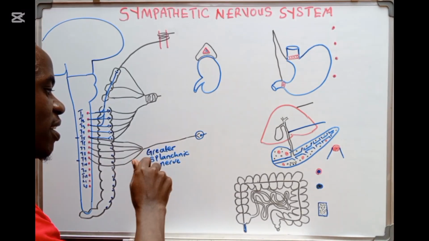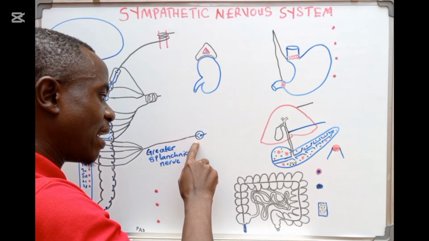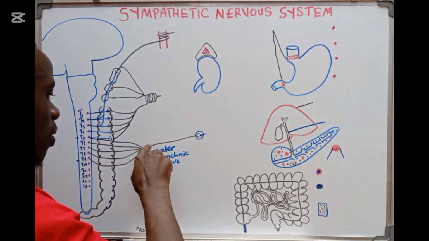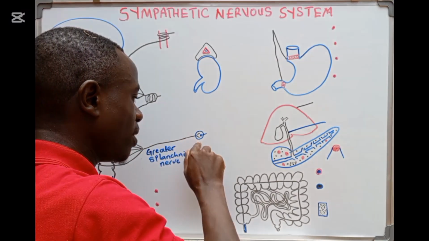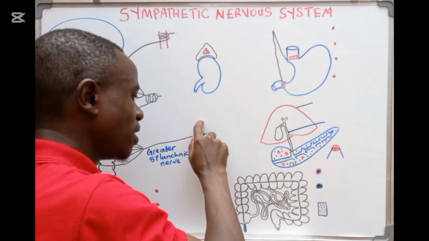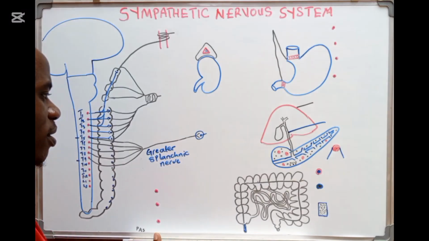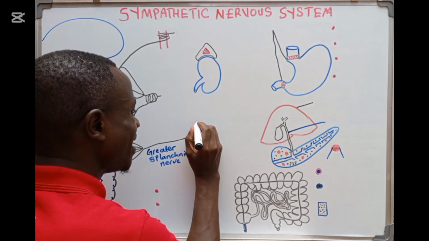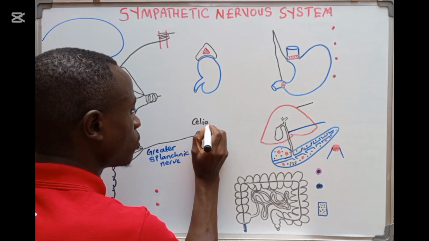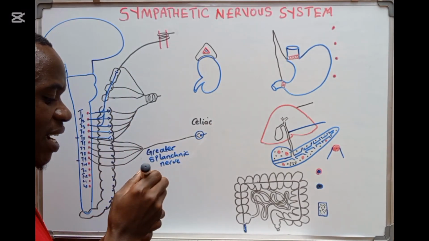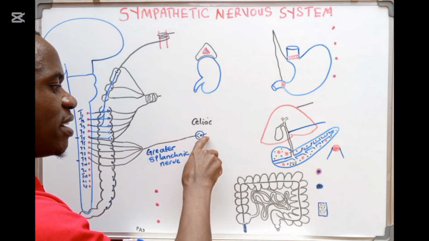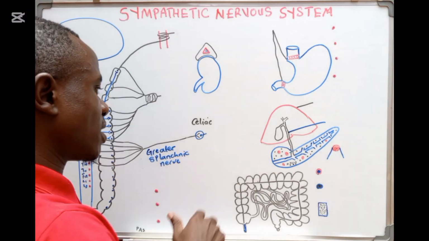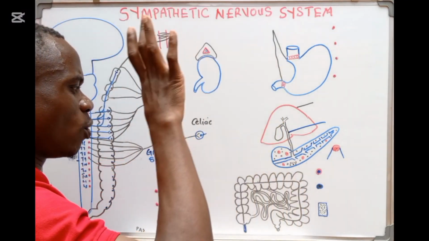Now these preganglionic motor fibers go to different parts within the viscera. The first branch comes and synapses with this ganglion. You see this ganglion here? It is what we call the celiac ganglion. And then the postganglionic motor fibers come out as what we call the celiac plexus, going to innervate different structures within the viscera.